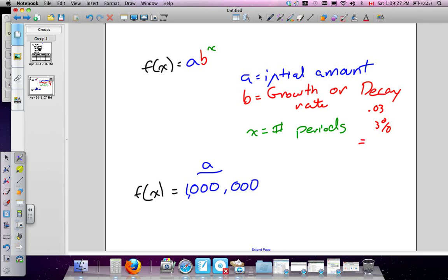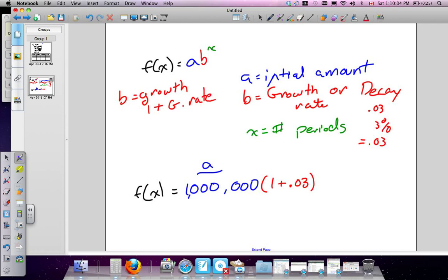So you take that 3% and turn it into a decimal. But it doesn't mean that B is 0.03. You actually have to add it to 1 because it's a growth rate. Anything less than 1 is going to bring down the initial amount. So this would say I'd have less money, but if I've invested it, I should have more. So B for growth is 1 plus that growth rate. We'll call it G rate.